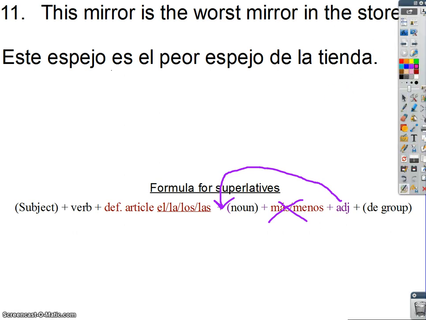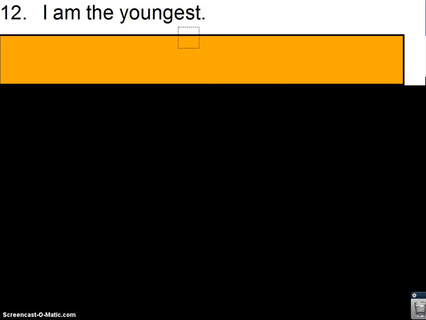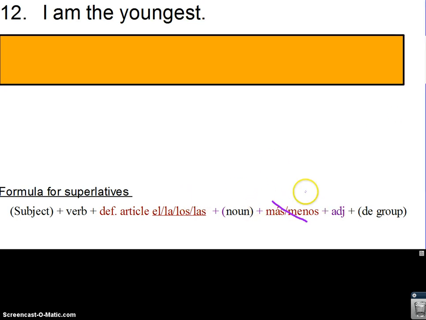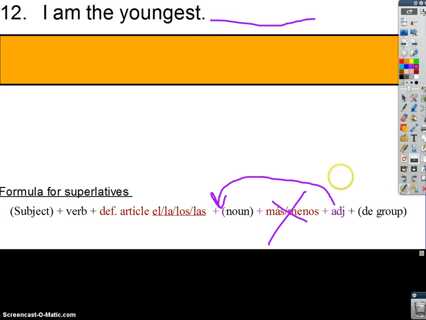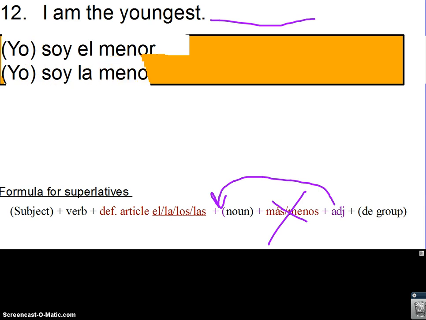And number 12. I am the youngest. EST equals a superlative. So this would be our formula, but again in Spanish with the four irregulars we do not use más o menos, and the adjective goes before the noun. There doesn't have to be a noun in this sentence, but if it said I am the youngest student, that would be an example of that. So therefore I am, soy or yo soy. Next, I need my definite article. Well, it depends on if I'm a boy or if I'm a girl. If I'm a boy, el menor. If I'm a girl, la menor.